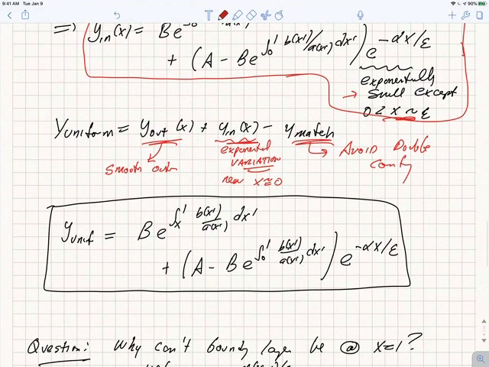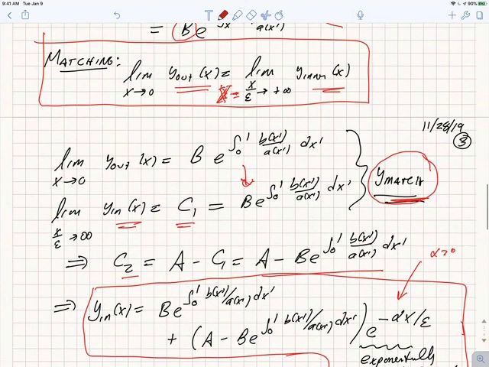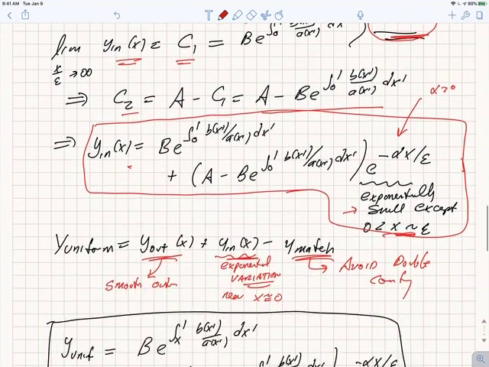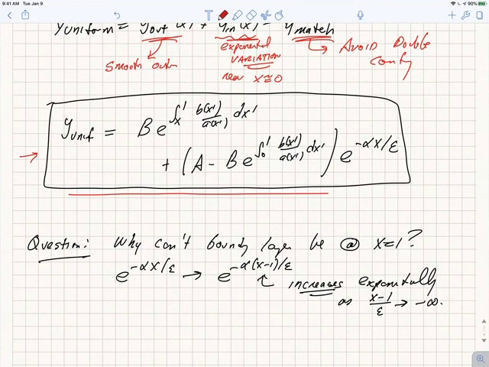And here is the uniformly valid solution. We just add y outer, which is here, to y inner, and we subtract the matching solution. And when you do that, this is the result. So in the problem set, you'll actually look at an example. You'll do this example when a of x is less than 0 instead of greater than 0, and show that you can solve, but only if you put a boundary layer at x equals 1.